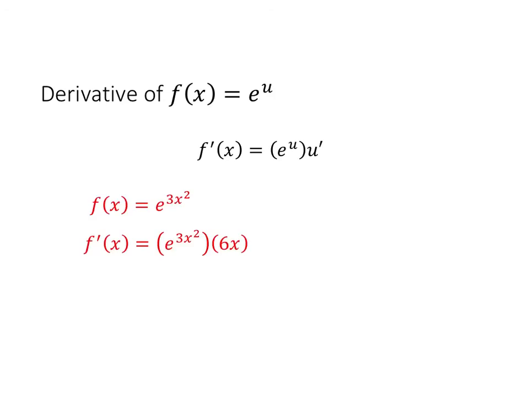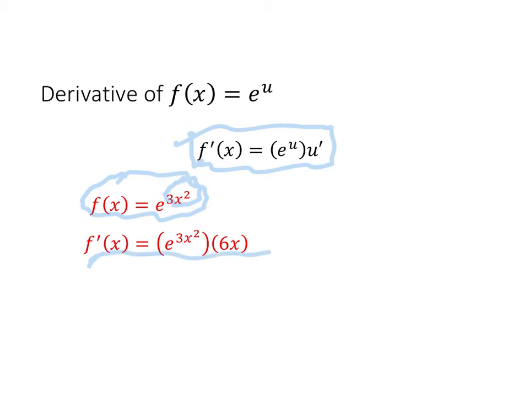So let's look at an example here. Let's say we've got f of x is equal to e to the 3x squared. Well, using our definition up here, f prime of x is going to be equal to e to the 3x squared, and then the derivative of 3x squared, which is simply 6x. So the derivative of e to the 3x squared is simply e to the 3x squared times 6x.